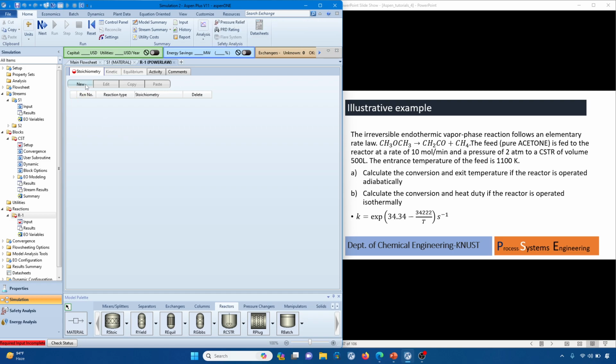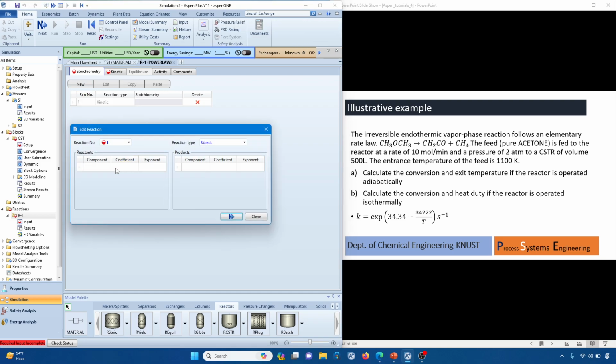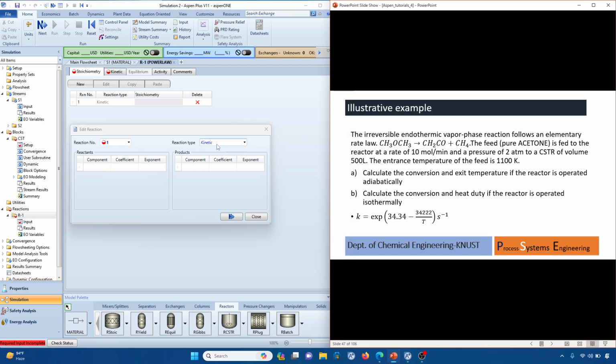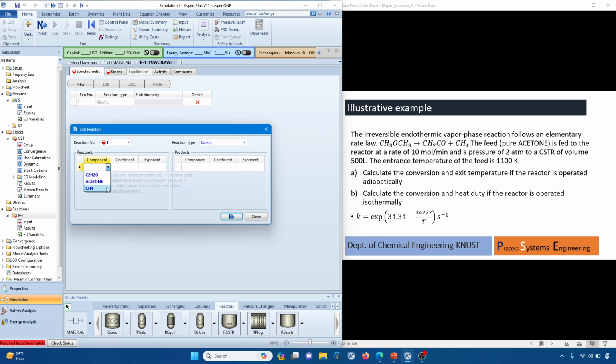And that takes us to this sheet. It's where we add our reaction. Since it's a power law model, we specify our reaction type as kinetic. We have acetone, so coefficient of -1. And the exponent is what determines the presence or absence in the power law model, in any part of the power law model. So its exponent here is 1.